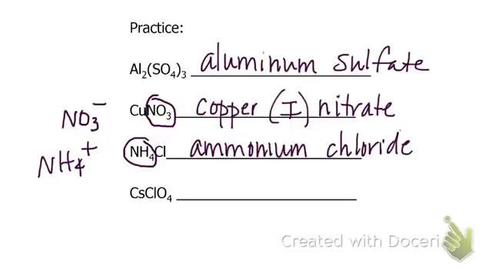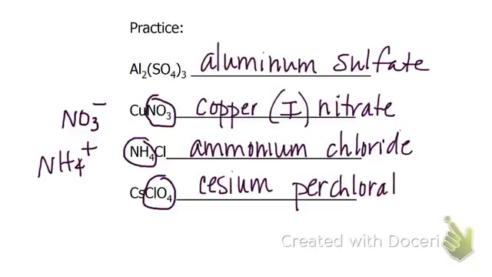And then the last one, you have cesium, which is a metal, so we want to look up this ion. What is that ion? So we know this first part is cesium or cesium, however you want to say it. And what is ClO4? Perchlorate. Which is one of our ions for tomorrow's quiz, right? On Friday. Okay? Are there any questions?